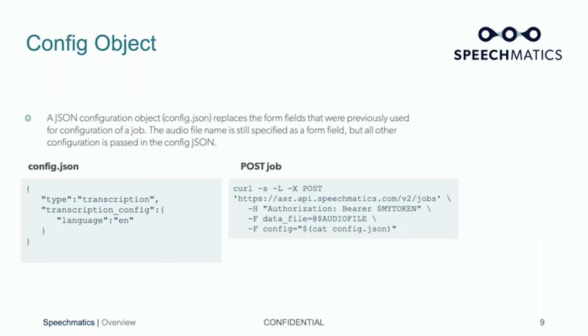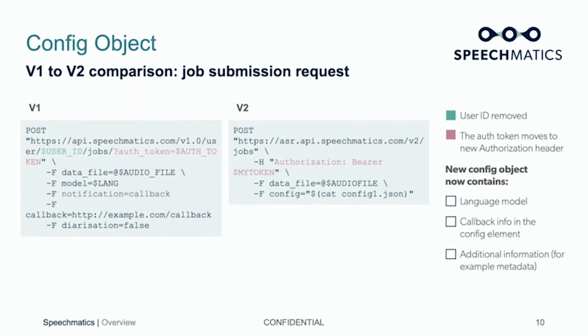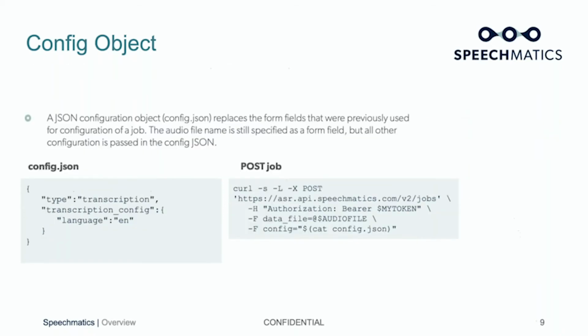The other thing, unlike form fields, the config object is validated upon request, which is quite nice. What this really means for you is you will have to refactor some of your code. So for any features that you used in the V1 API, for example, diarisation or callbacks, you'll have to take that from the form fields and basically put it into this JSON object. It is a tiny bit of work, but it should make your life easier in the future.